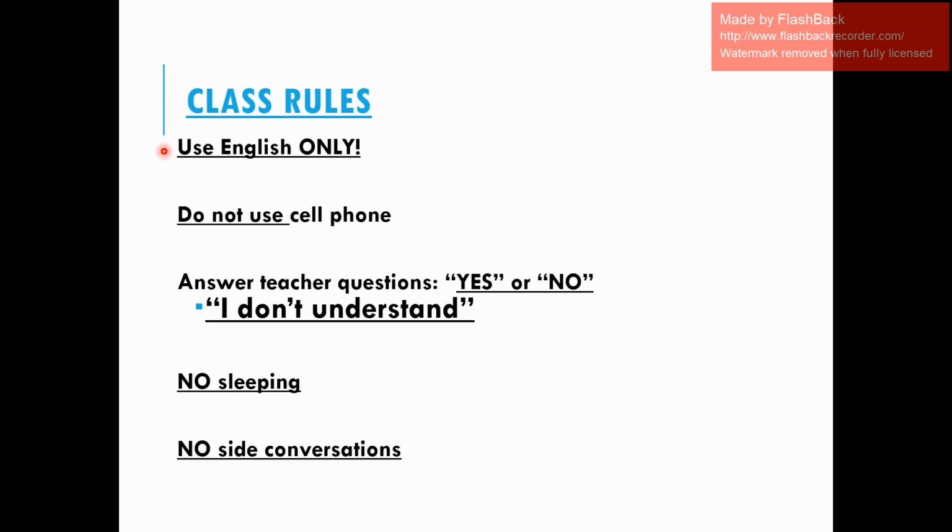Class rules. When we are meeting together in the classroom, please use English only. This is an English conversation class, so please try to use English. Do not use Korean. Do not use your cell phone or smartphone or tablet in class. You can lose points for that. And answer teacher questions with more than yes or no, or I don't understand. This is a conversation class, so I expect you to talk to me and talk to your classmates. So please answer questions and have conversation.